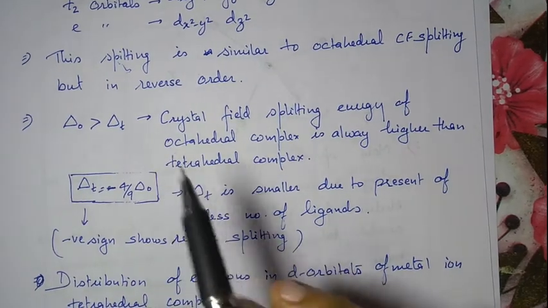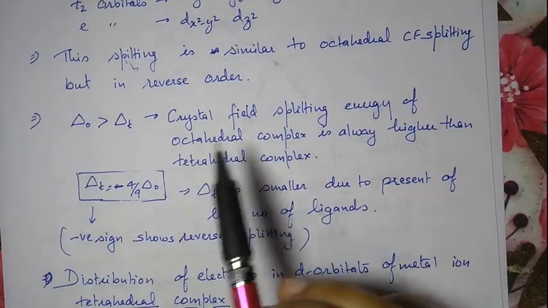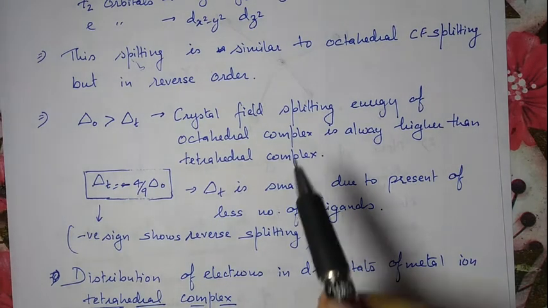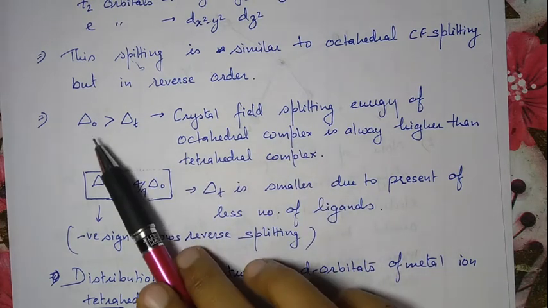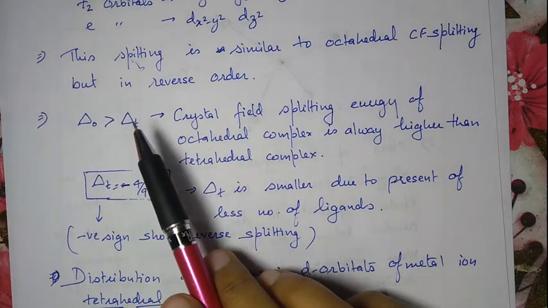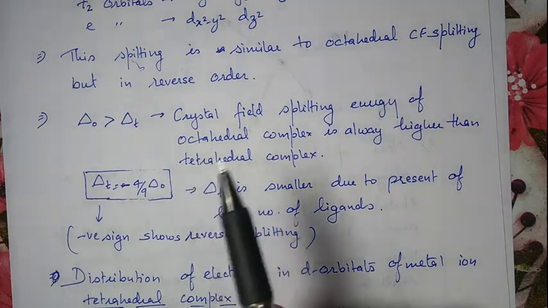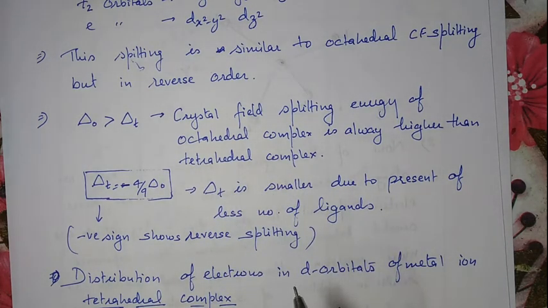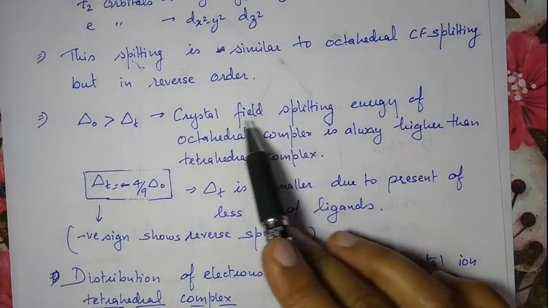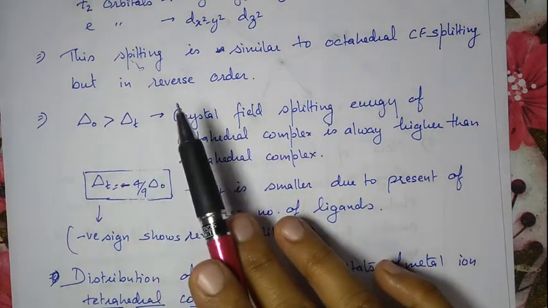In this case, del T will always be smaller than del O. The crystal field splitting energy will always be higher for octahedral than tetrahedral complexes. This is due to the presence of fewer ligands in the tetrahedral complex. There are only 4 ligands, and so the crystal field splitting in this case will be lower.